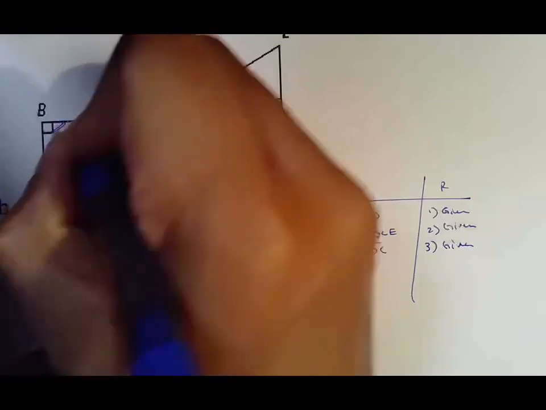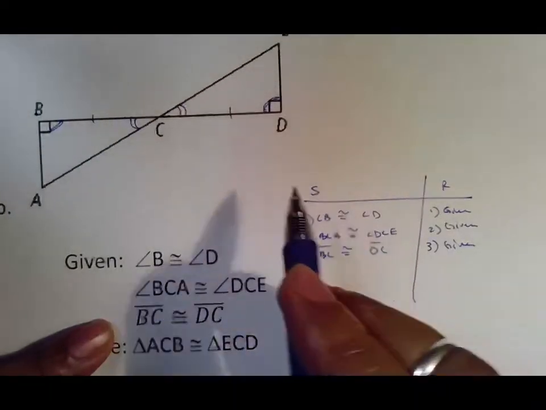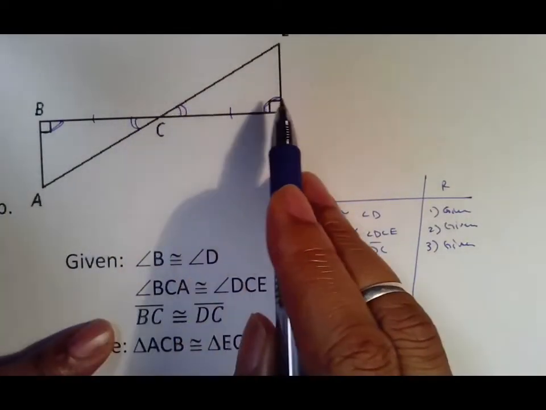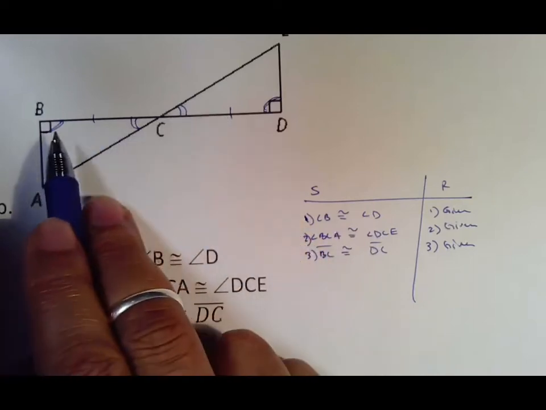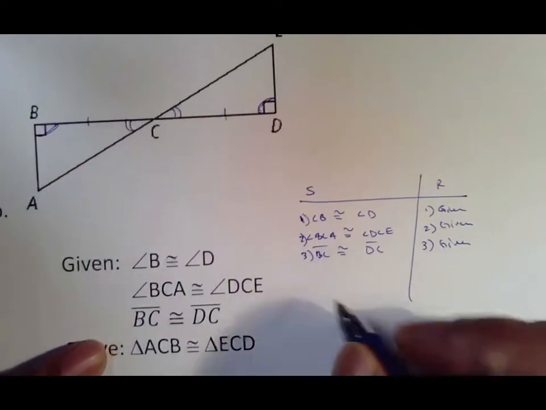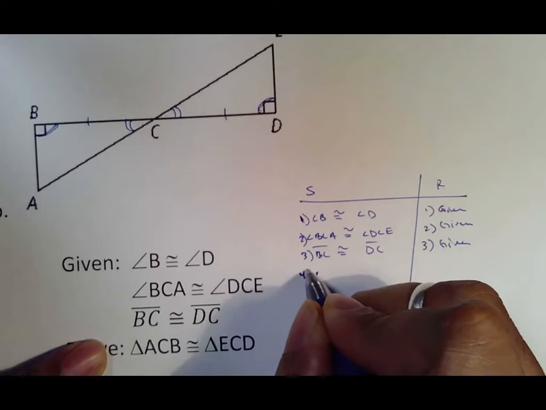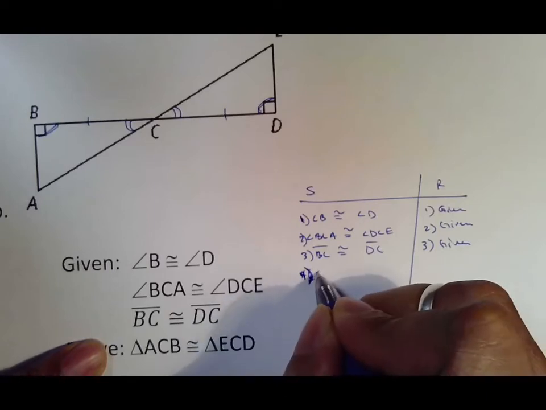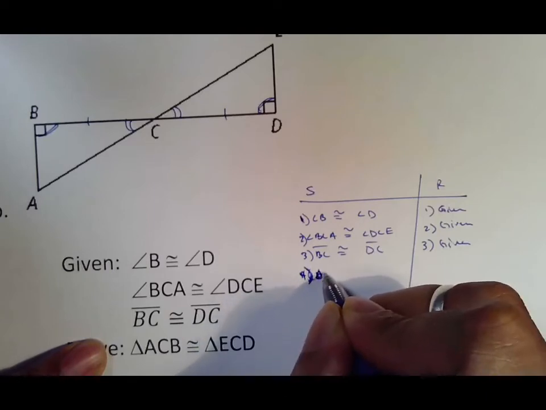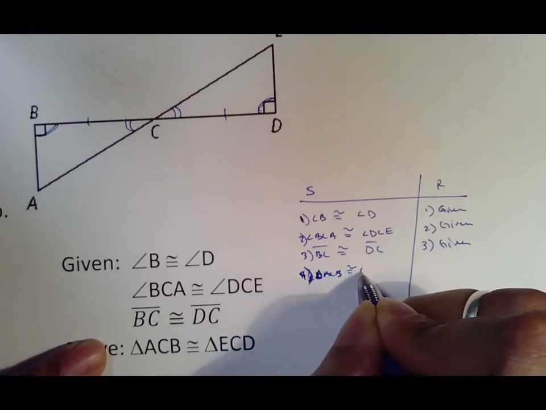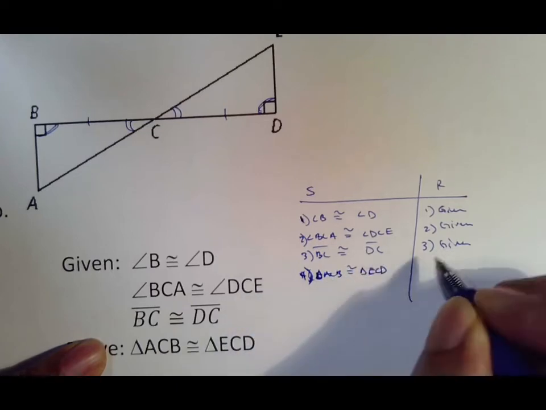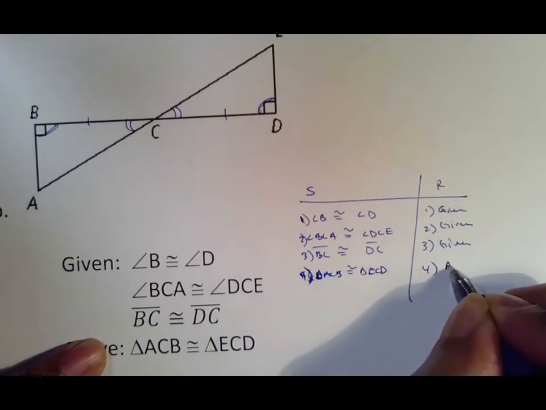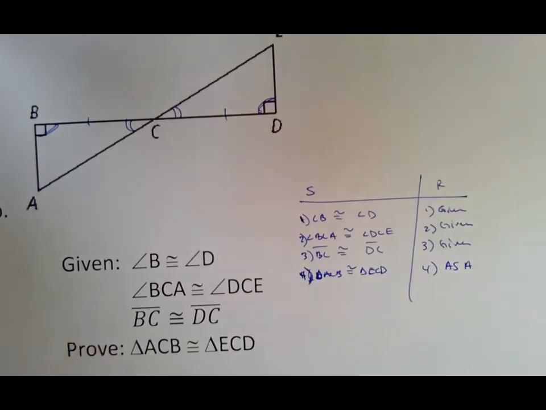Let's see, BC is this, DC is that one. And notice once again, in both triangles, you've got 2 angles with the side in between, which means we have enough to say, sorry, that should be 4 with a line going there. Triangle ACB is congruent to triangle ECD. And the reason is angle, side, angle, because we have 2 angles with a side in between it.